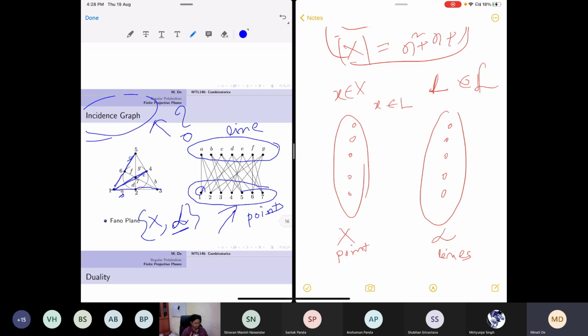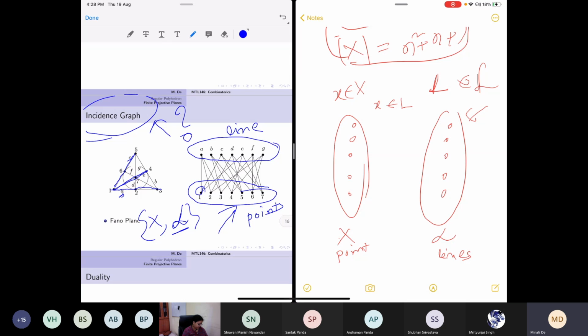So the belonging relationship that we have is captured by this incidence graph, and it is true for all other points in X. Similarly, if you consider any line on this side, you'll see the edges come from those elements that are contained in that line.